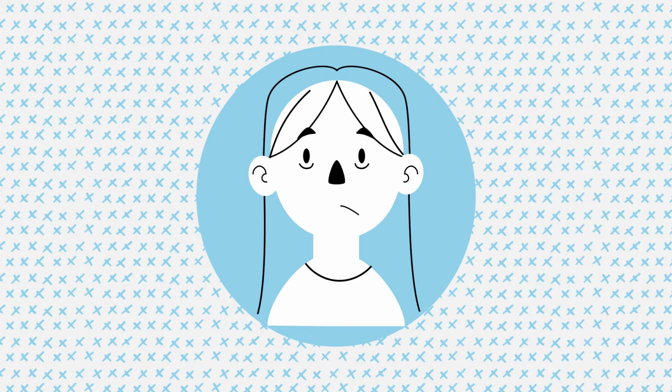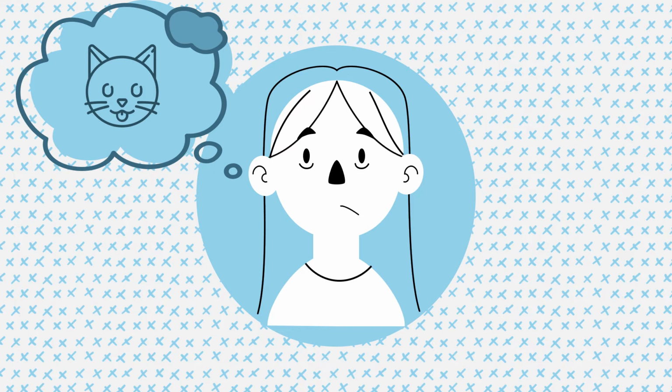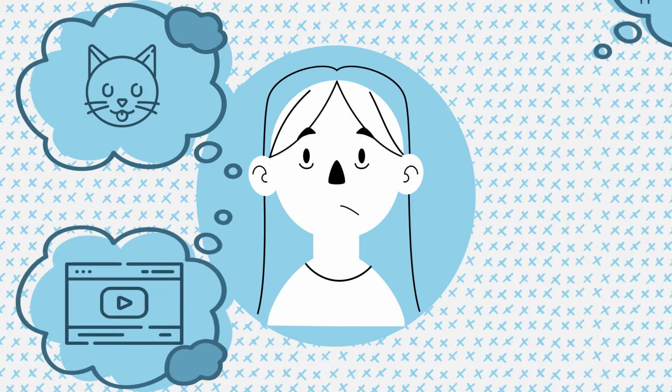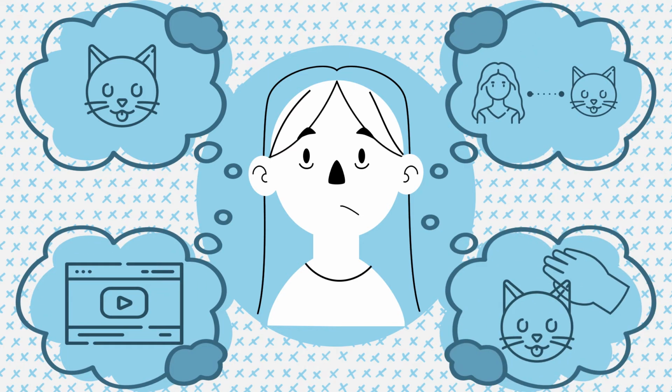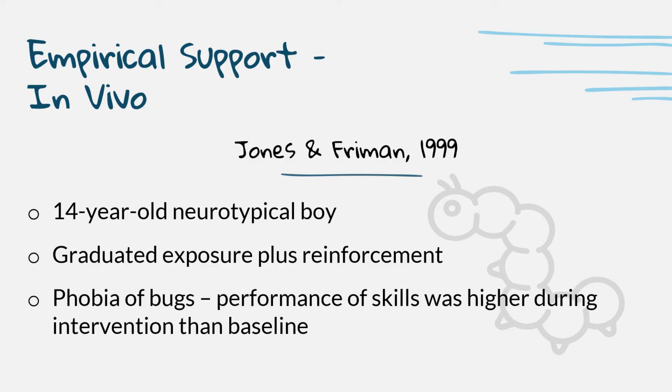Here's a simplified version of what a fear-eliciting hierarchy might look like for a person who is scared of cats. Step 1 would be imagining a picture of a cat, step 2 would be watching videos, step 3 would be sitting near a cat, and step 4 would be petting a cat itself.